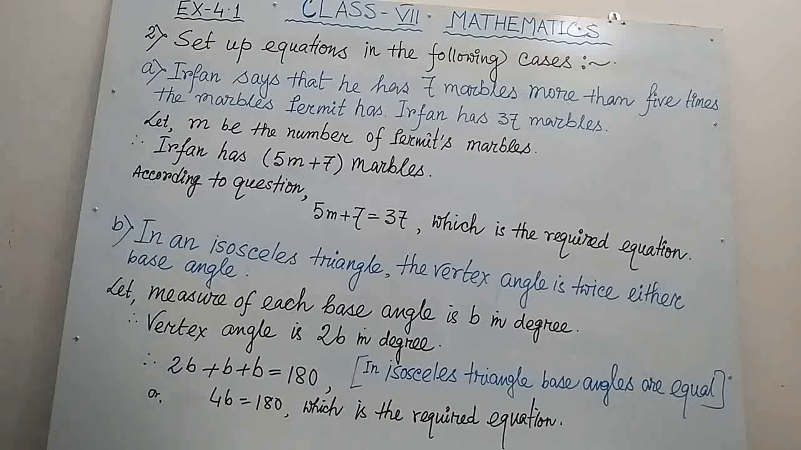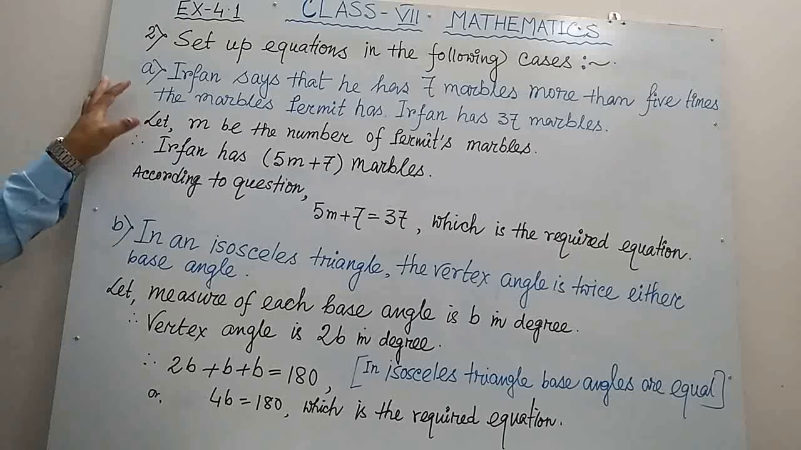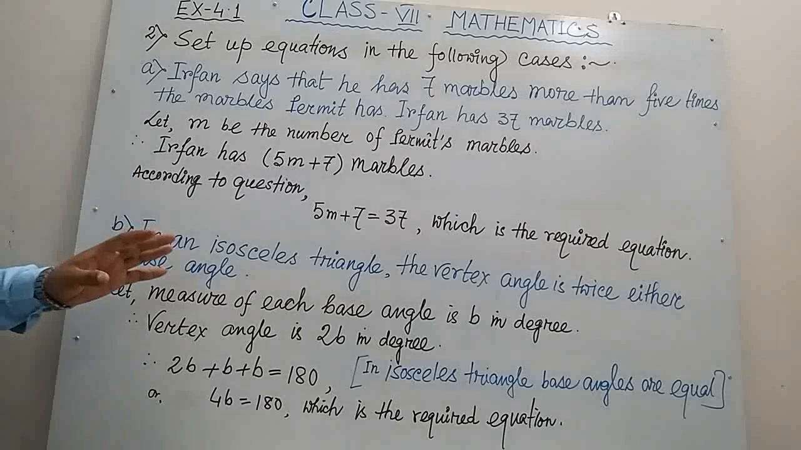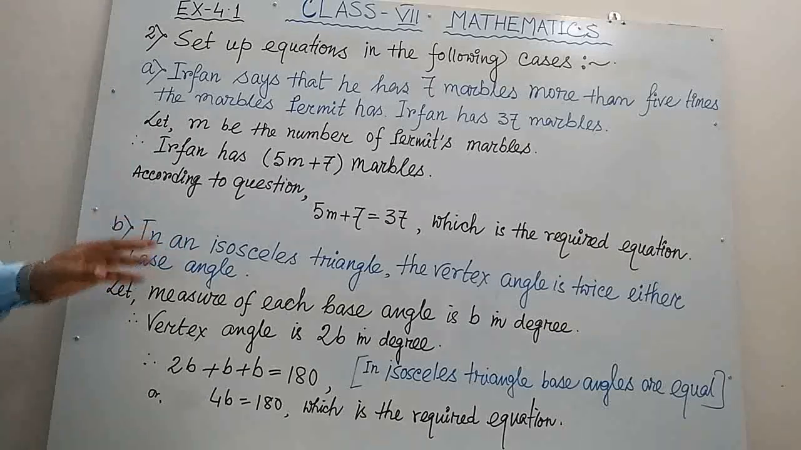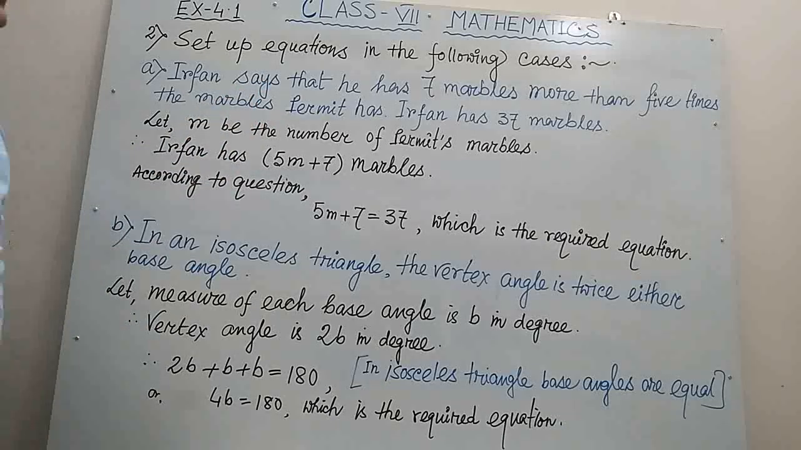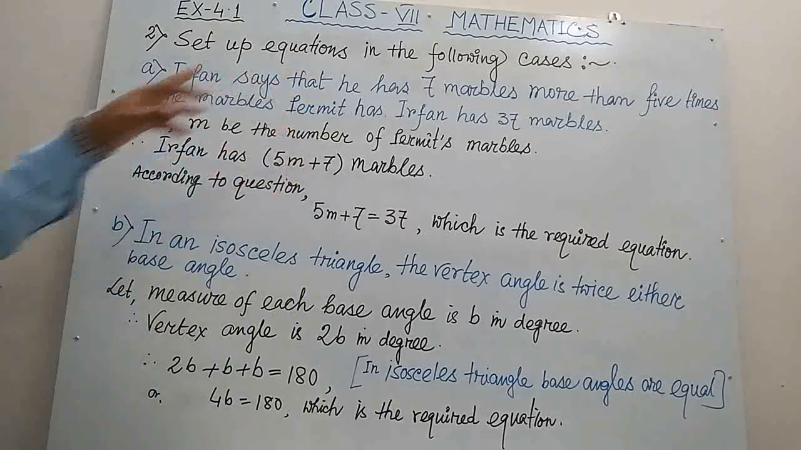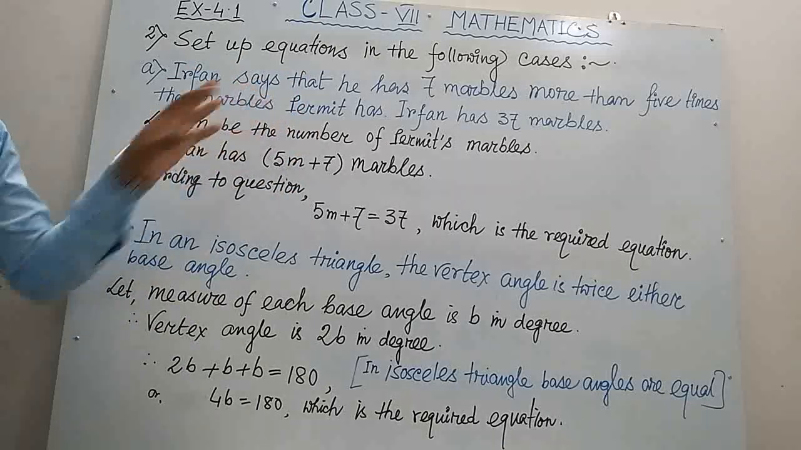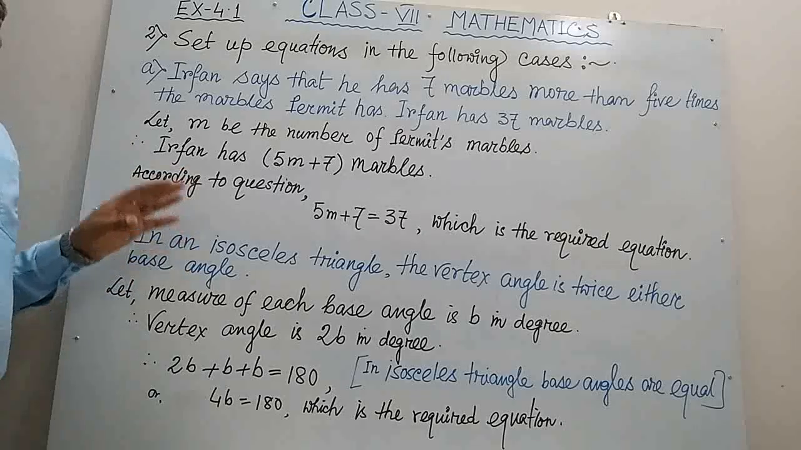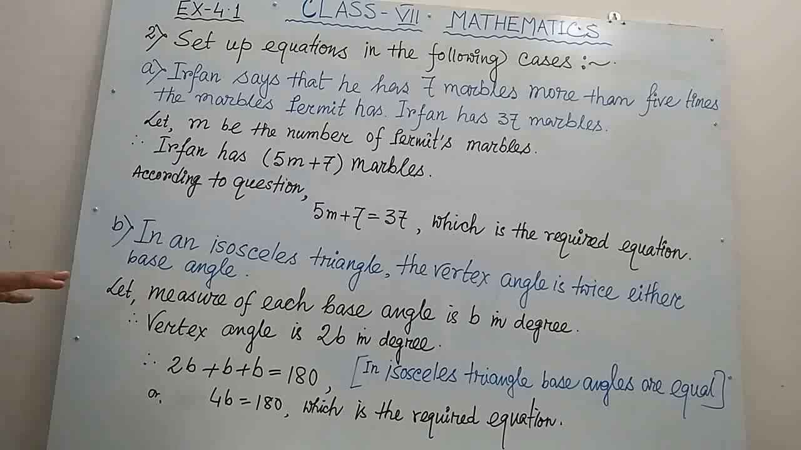Now, number 2, set up equations in the following cases. Here, the statement is given, we have to construct the equation. Number A, Irfan says that he has 7 marbles more than 5 times the marbles Parmeet has. Irfan has 37 marbles.